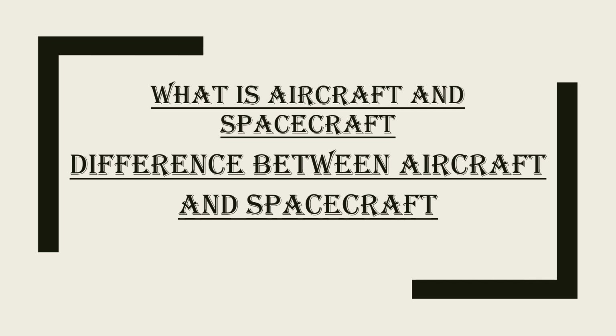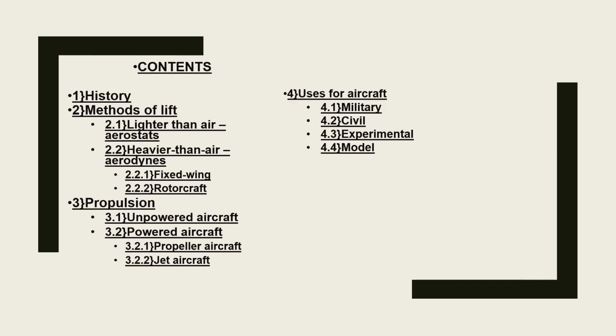First of all, I have divided my video into contents as follows. First, history of aircraft; second, method of lift: lighter than air, which is also known as aerostats, and heavier than air, which is also known as aerodynes, including fixed wing aircraft and rotorcraft; third, propulsion. Propulsion is further divided into four types: unpowered aircraft, powered aircraft, propeller aircraft, and jet aircraft. Fourth, uses of aircraft, such as military, civil, experimental, model, and cargo purposes.